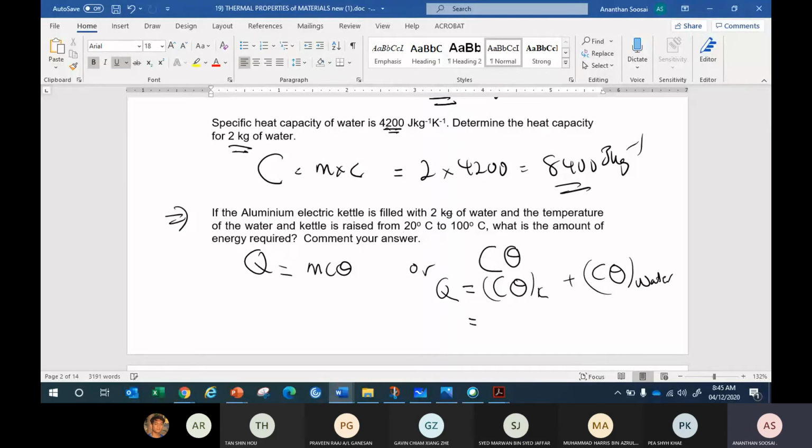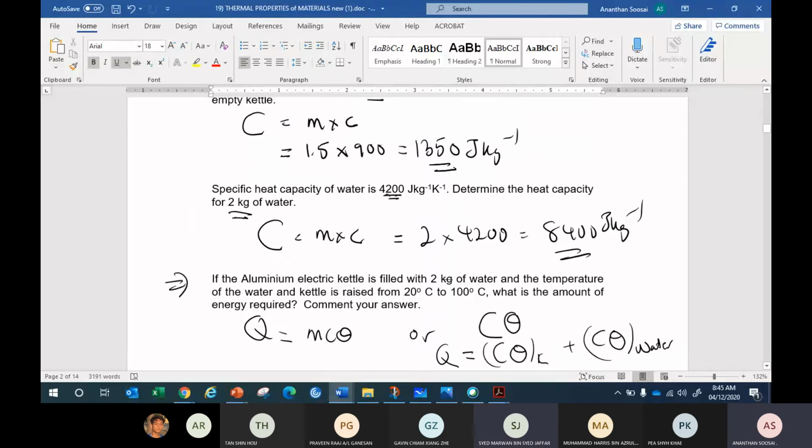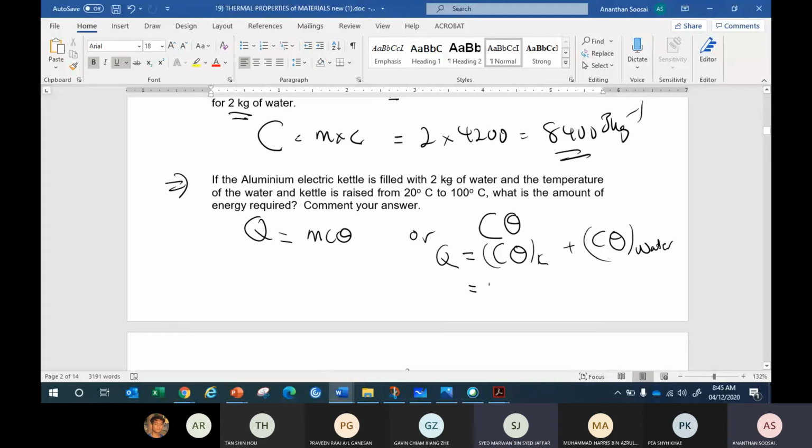So C theta of the kettle is what? The kettle is 1350. The temperature change, of course, 100 to 20, so it's 80. Plus 8400 for the water, the heat capacity of the water, times the temperature change of 80. That will give you the amount of energy required, in joules. So if you know the heat capacity, just use the heat capacity times the temperature difference, and you get the energy. Comment your answer.